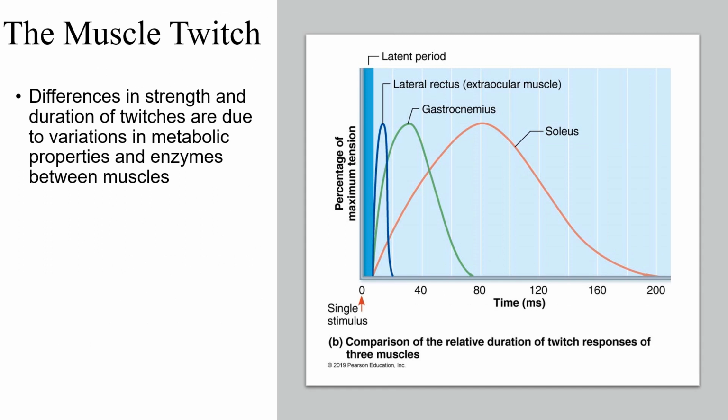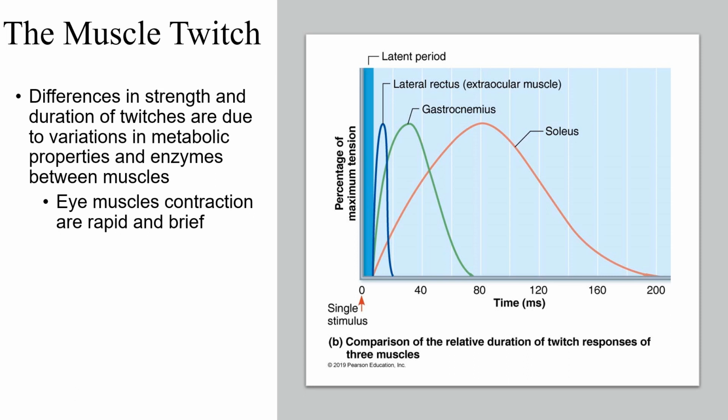Before we move on, let's talk about different muscles, because muscles are going to have different types of muscle twitches and different speeds. And these are going to be differences in strength and duration because of different metabolic properties of these different muscles. So for example, the eye muscles are going to contract very, very quickly, and it's going to be very brief. All of this happens before we even hit 40 milliseconds, so very quickly.